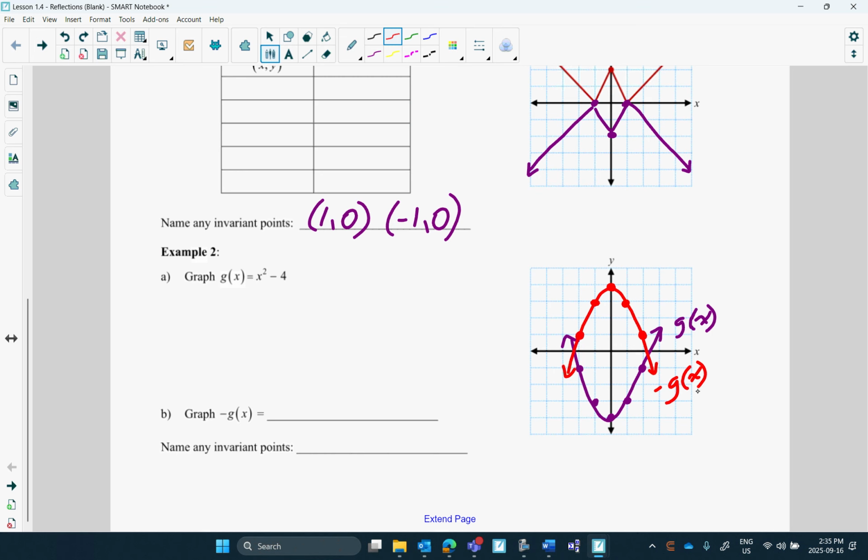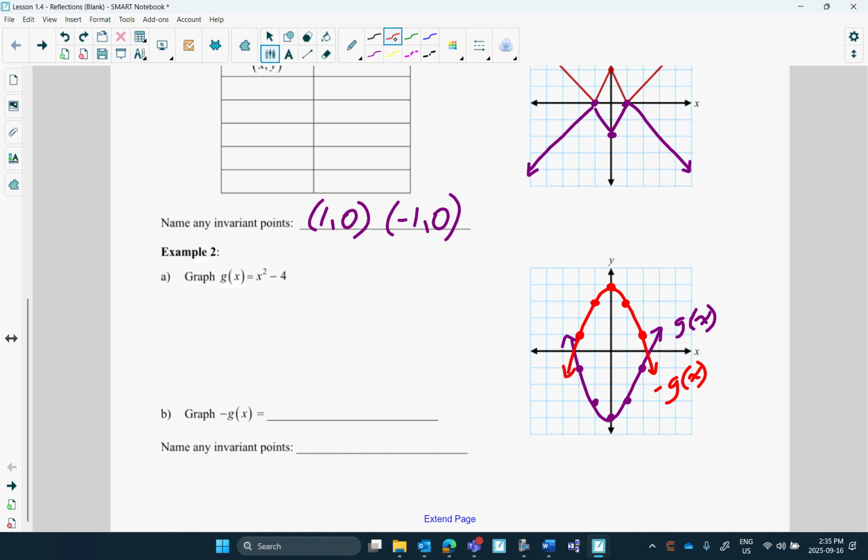What do you think the equation of the negative g of x is? Just plus 4? X squared plus 4? Almost. Negative x squared plus 4, because it opens down, right?